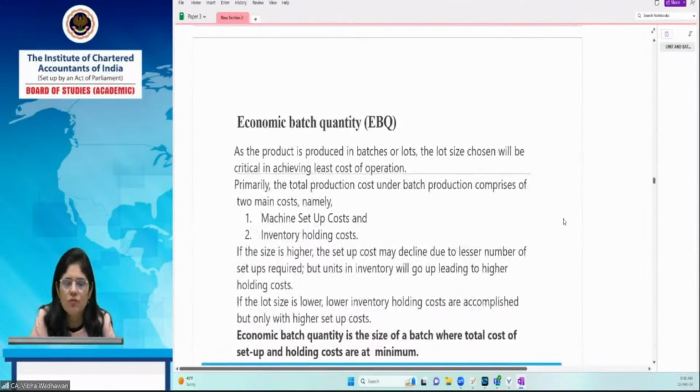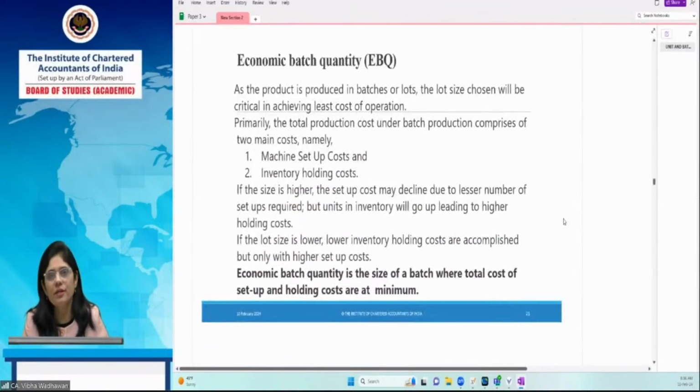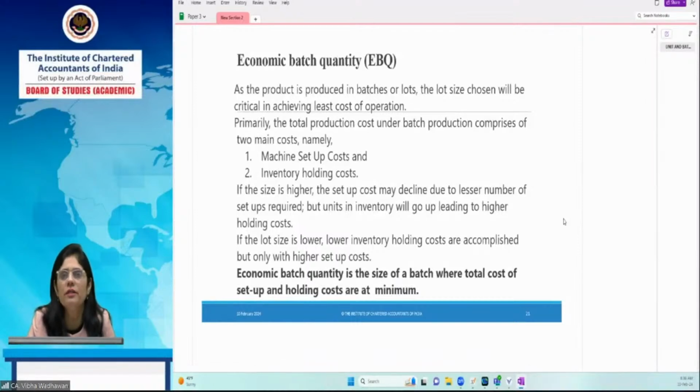Okay, let's move on to economic batch quantity. We have done a similar concept in material also, economic order quantity. So economic batch quantity means how much is the ideal size of the batch? How much should we produce in one batch? All right, that is the economic batch quantity. Or how much should be the demand, how much should be the quantity.